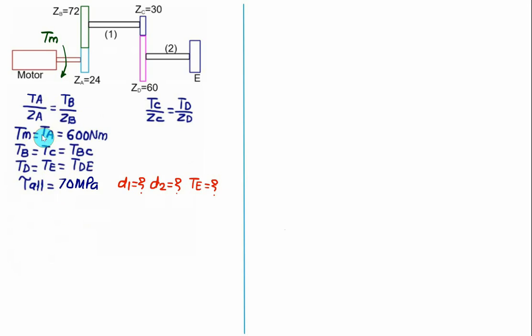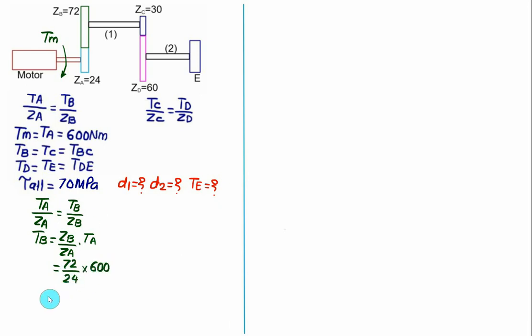So we can use this equation here, that is the torque at A divided by number of teeth of gear A equal to torque of gear B divided by number of teeth for gear B. So we have TA divided by ZA is equal to TB divided by ZB. So from this we'll get the value of TB is equal to ZB divided by ZA multiplied by TA. So let's substitute for ZB. ZB is equal to 72. ZA is equal to 24. And we have torque A is equal to 600.